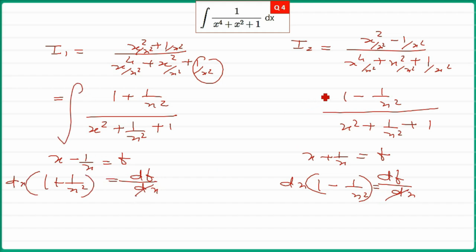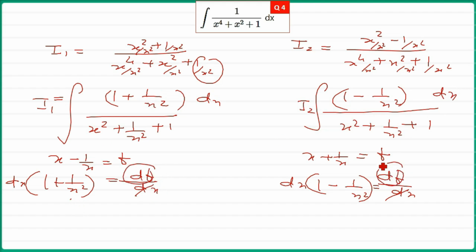Now we are integrating these two. I1 has 1 plus 1 by x square into dx, and this we are getting as dt, if we put x minus 1 by x equals to t. In I2, we are getting 1 minus 1 by x square dx when we put x plus 1 by x equals to t. Now when you square this x minus 1 by x whole square, it will be x square plus 1 by x square minus 2. We already have a 1. So if you add a 2 and subtract a 2, that will remain the same.